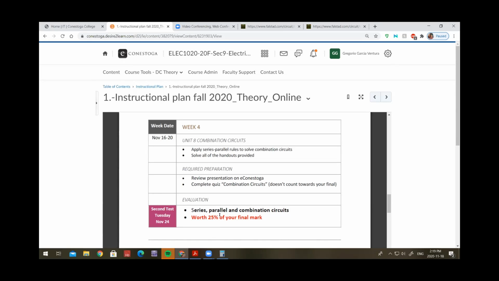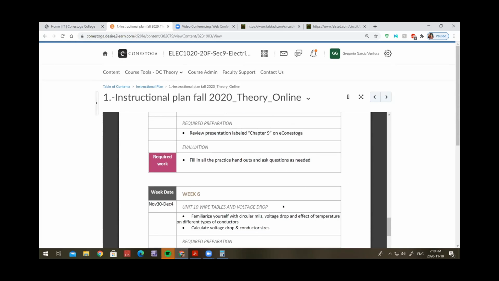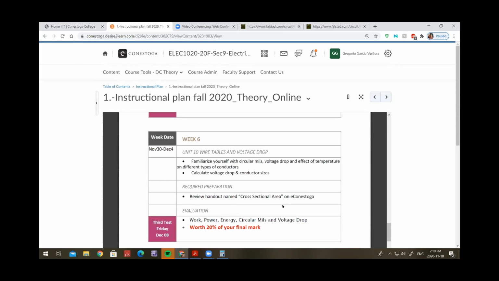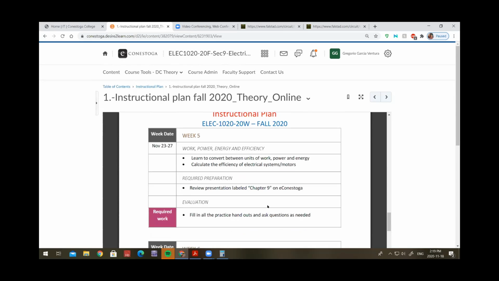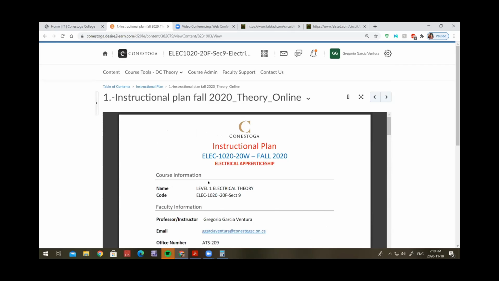The only thing is that on the second test, it says combination circuits, but combination circuits is not going to be part of your test. That's going to be reserved for the 6th week, week number 6. Any questions? No, just get our series and parallel stuff all caught up, and that's all we have to do until our next class. Yes, sir.